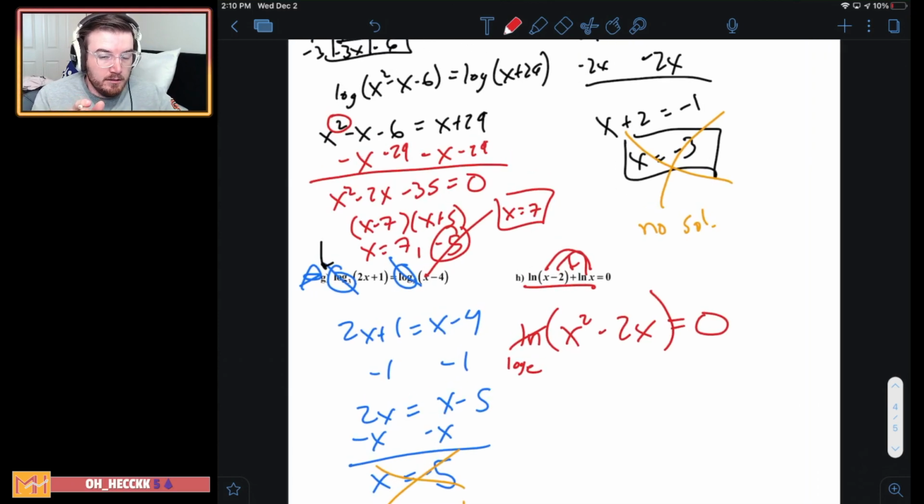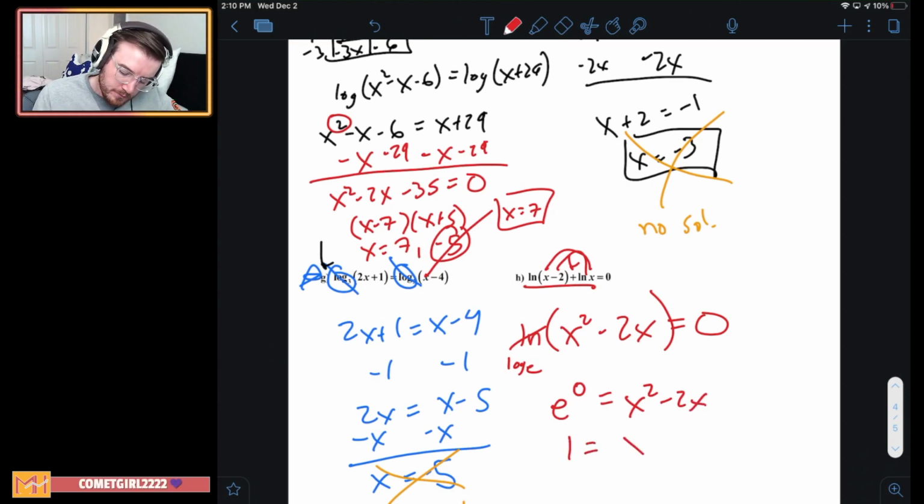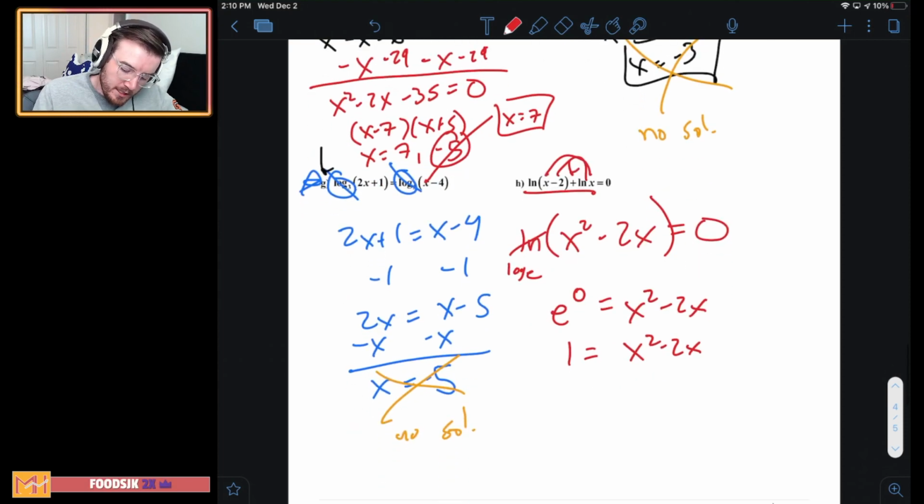You realize that, right? You might have been tempted to be like x squared minus 2x equals 0. No, because I don't have a log on both sides, right? That was what I could do if there was a log on both sides. So now I have to rewrite. So this is e to the 0 equals x squared minus 2x. Anything to the 0 is 1. Set it equal to 0 and solve, because take a look at this.